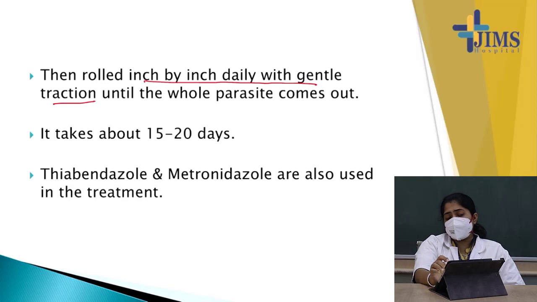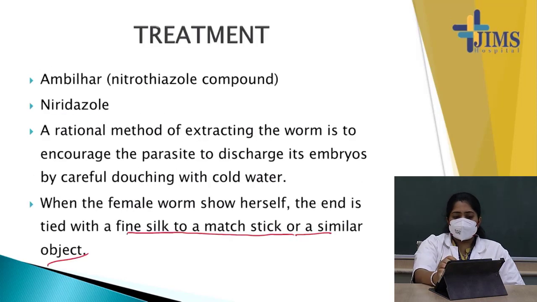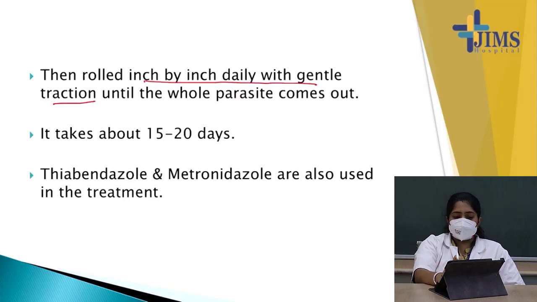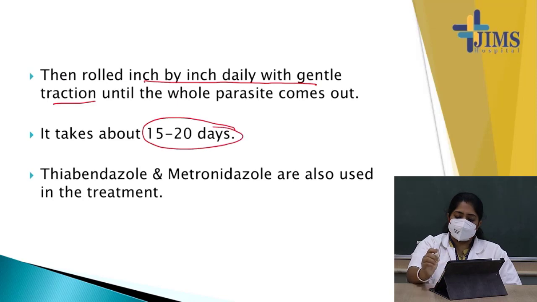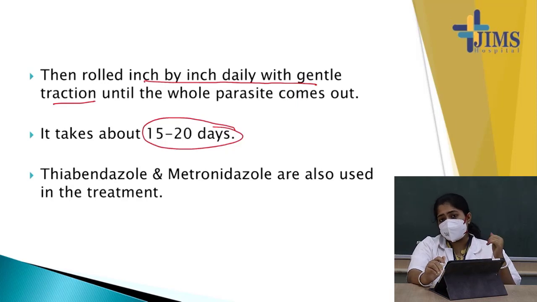So, it is also a diagnostic as well as treatment modality. In diagnosis also we have seen how to detect the adult worms. When the gravid female protrudes her head through the ulcer, the head part of the worm is tied with a silk thread, and then it is tied to a stick, and then gradually it is retracted. Slowly the whole worm can be taken out. It takes about 15 to 20 days, a lot of time, for the whole worm to come out.